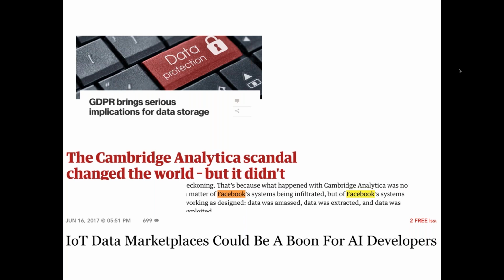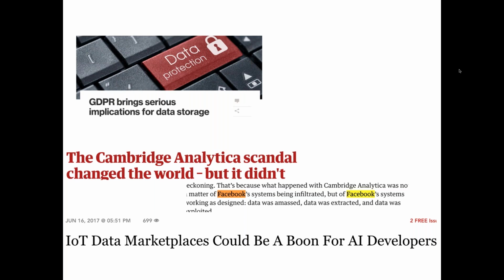But I would also like to caution you that some of the data that we share with certain individuals or organizations, we have no clue what is happening to that data. We have recently seen the Cambridge Analytica scandal, where some of the data on Facebook was being shared without our knowledge.